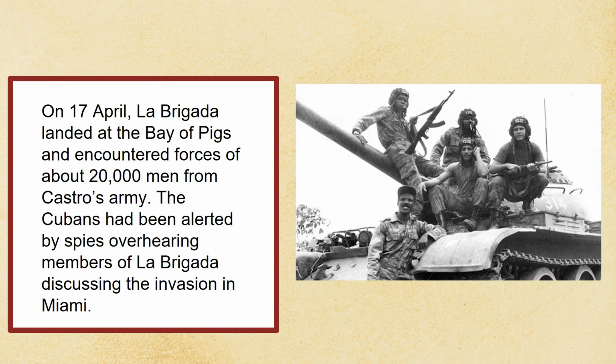On the 17th of April, La Brigada landed at the Bay of Pigs, and that's why it's called the Bay of Pigs incident. So the Bay of Pigs is this beach in Cuba called the Bay of Pigs. But they encountered forces of about 20,000 men from Castro's army. Remember, there's only 1,500 of them. The Cubans had been alerted by spies overhearing members of La Brigada discussing the invasion in Miami. So Castro knew that this was coming, and therefore he was able to send lots of men to stop this from happening.